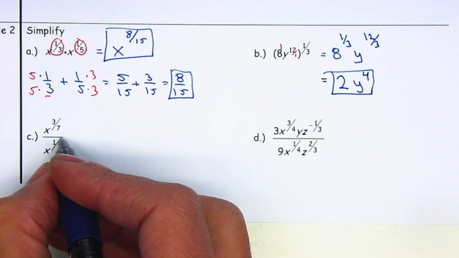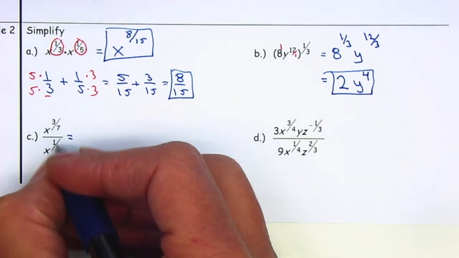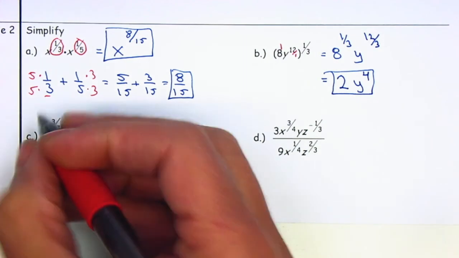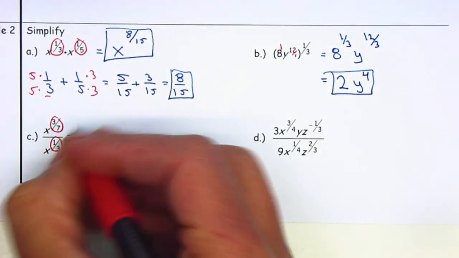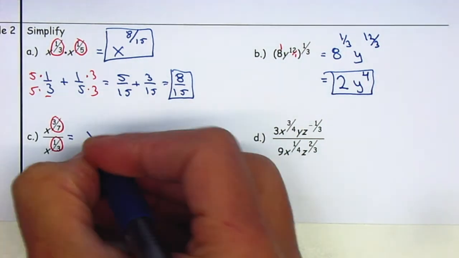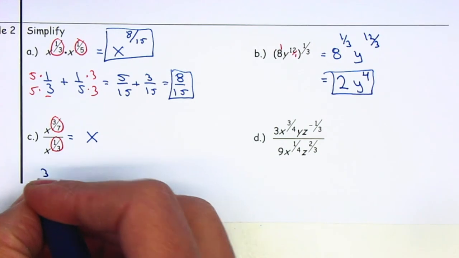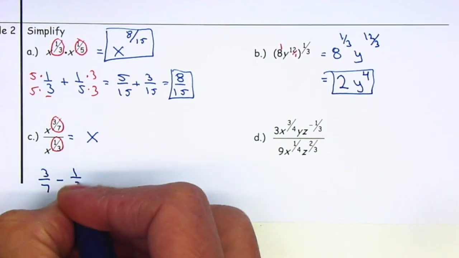For letter C, when they're dividing, I'm going to go ahead and subtract my exponents. They don't have the same denominator. When I subtract or add, I need to have the same denominator. So let me write them down underneath. I know that the x will stay there. That'll be 3 over 7 minus 1/3.